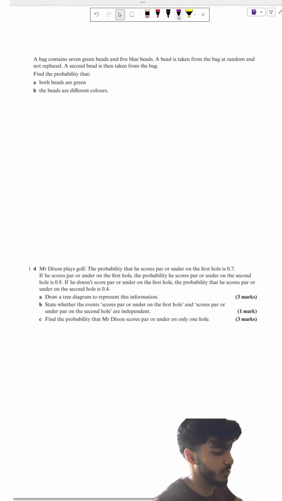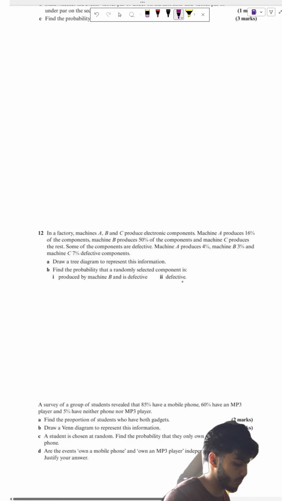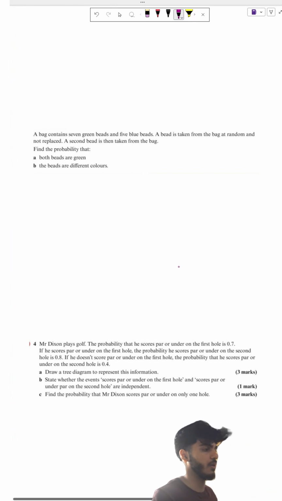Let's do some tree diagrams. I think I have some more Venn diagrams later on, but I think this is a tree diagram. Is it a tree diagram? Yeah, it is. Okay. See what you can remember with tree diagrams. Have a go at it. And this is how we do it. No point in doing this.